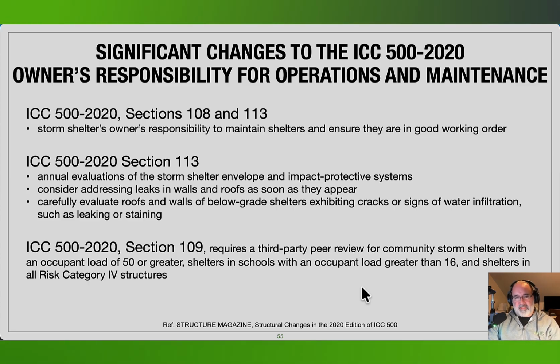ICC 500 2020 Section 109 requires a third-party review for community shelters with an occupancy load of 500 or greater, shelters in schools with an occupancy load greater than 16, and shelters in risk category 4 structures.